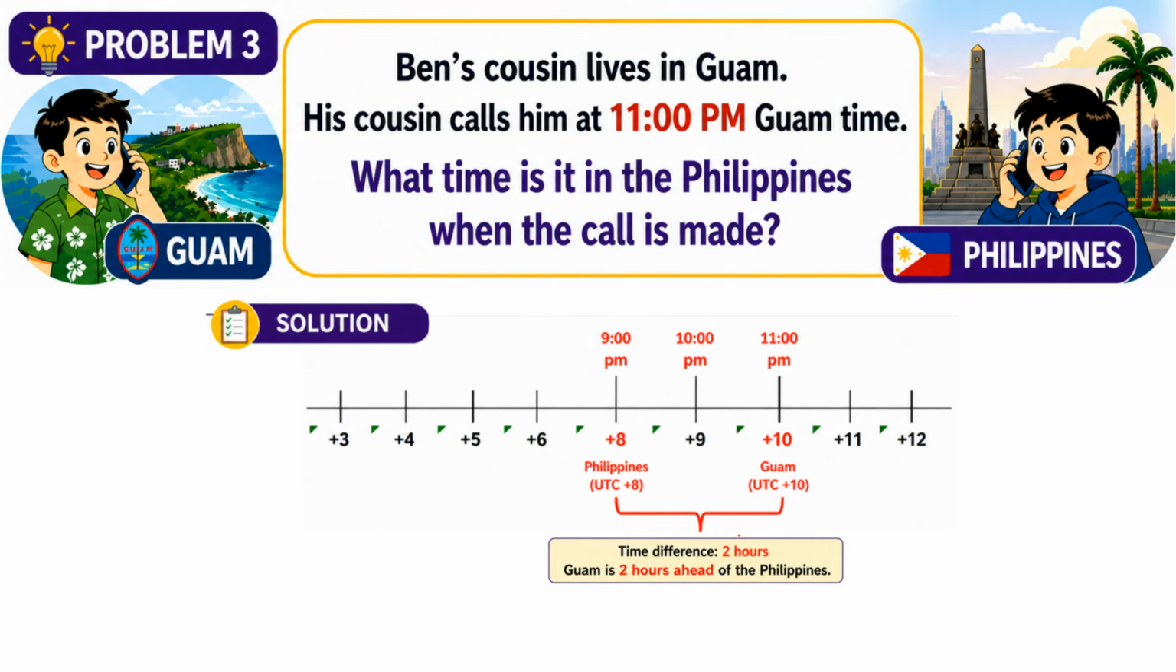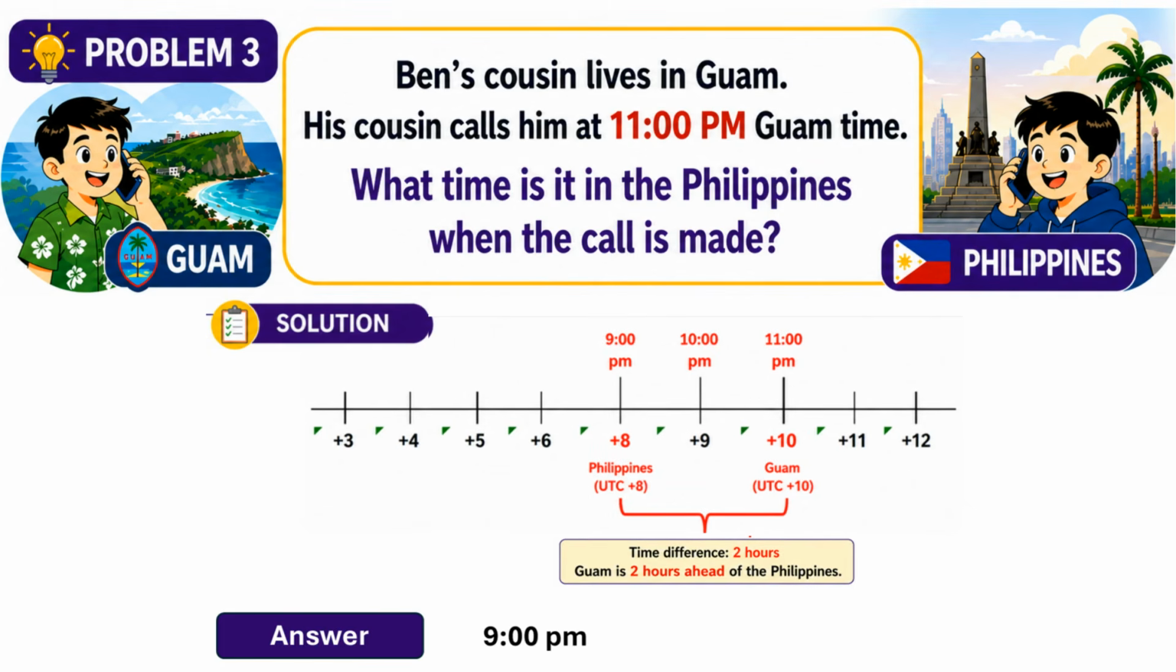Now let's apply that rule. The given time is 11 p.m. in Guam. Subtract 2 hours. 11 p.m. minus 2 hours equals 9 p.m. in the Philippines. Therefore, the correct answer is 9 p.m. Philippine time.